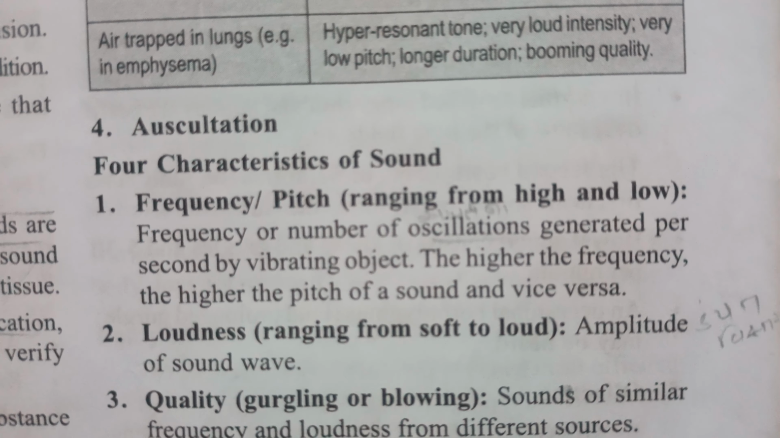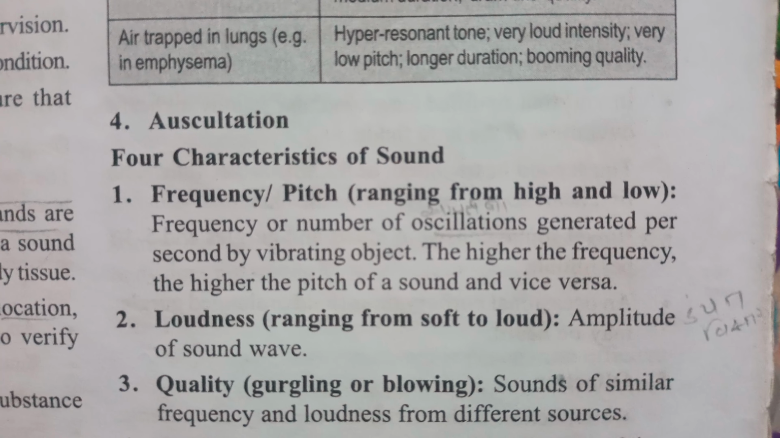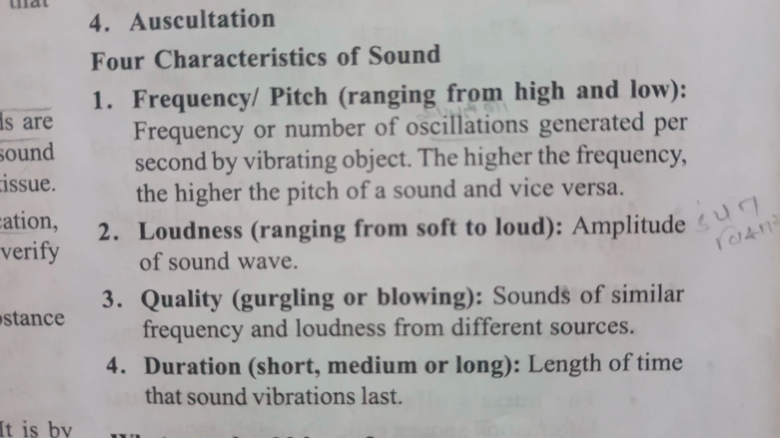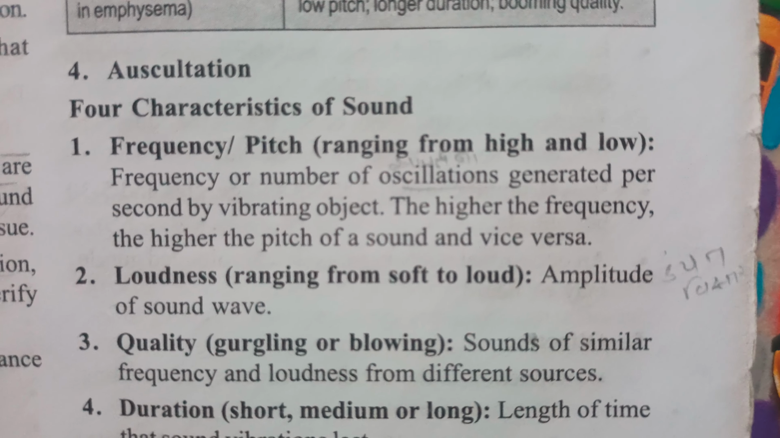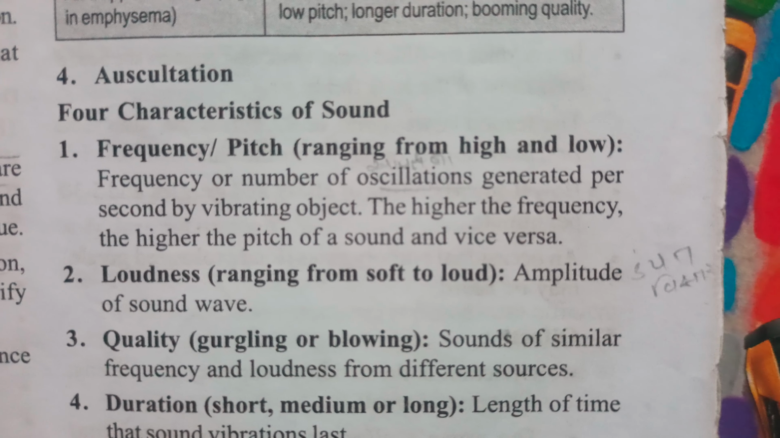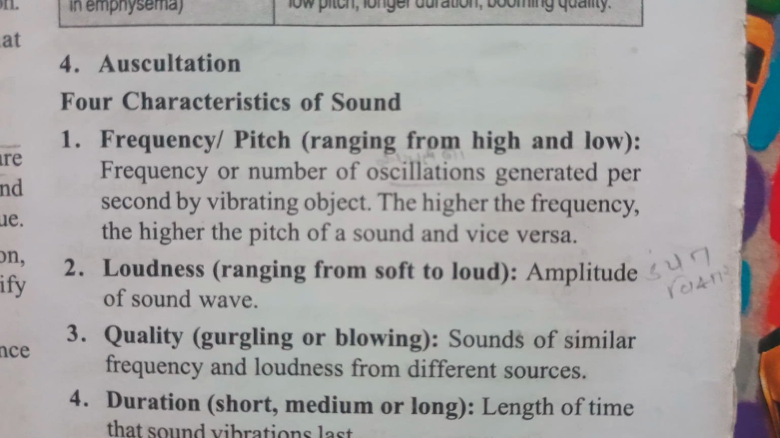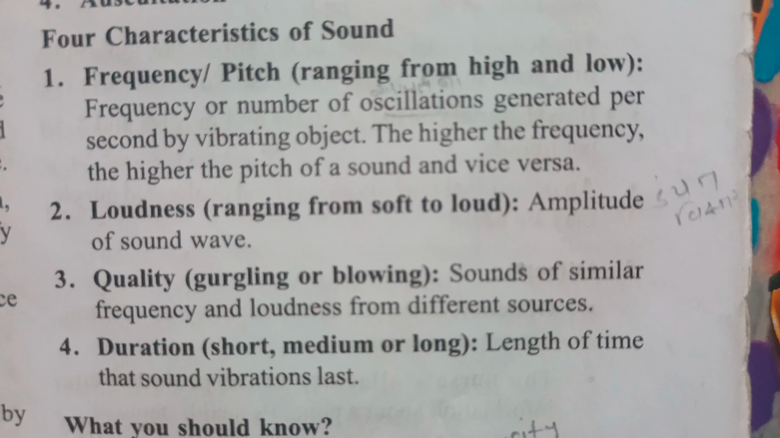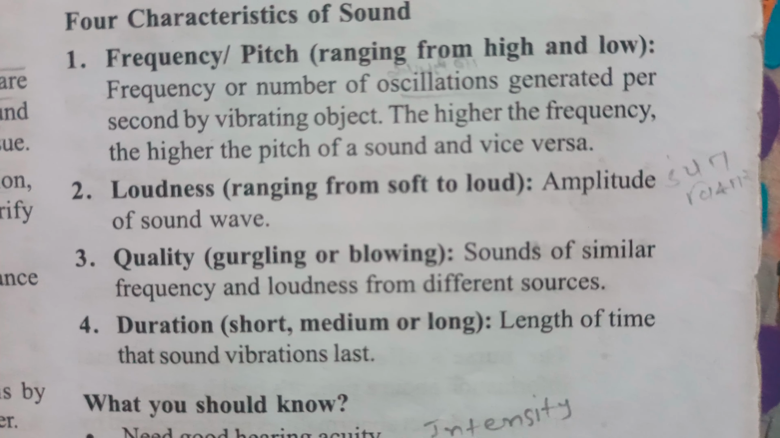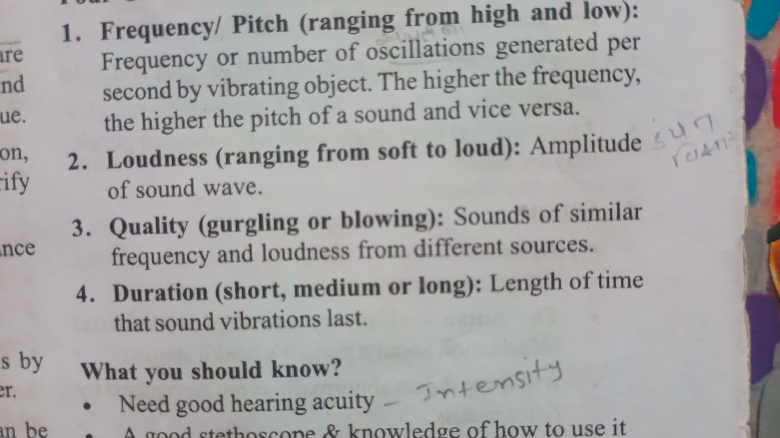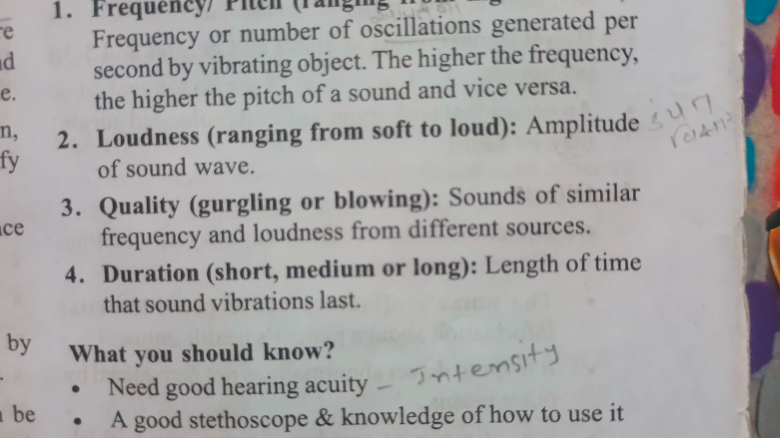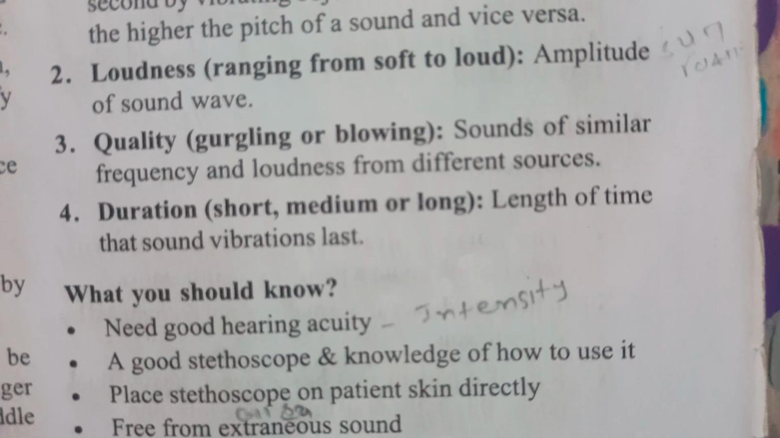Fourth, the last one, auscultation. Auscultation involves four characteristics of sounds: frequency, loudness, quality, duration. Frequency is the number of oscillations generated per second by a vibrating object. The higher the frequency, the higher the pitch of the sound, and vice versa. Loudness is the amplitude of the sound wave. Quality is the sound of similar frequency and loudness from different sources. Duration is the length of time that the sound vibration lasts.